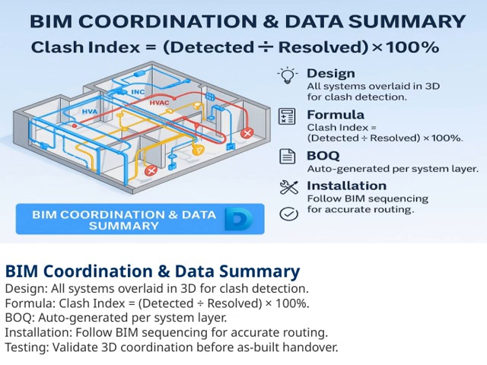Finally, prior to handing over the as-built documents, we validate the 3D coordination through testing. This step confirms that everything is properly coordinated and functioning as intended, providing confidence that the project is ready for completion. Altogether, these points highlight how BIM enables a more integrated, efficient, and precise approach to project management, from design through to handover.